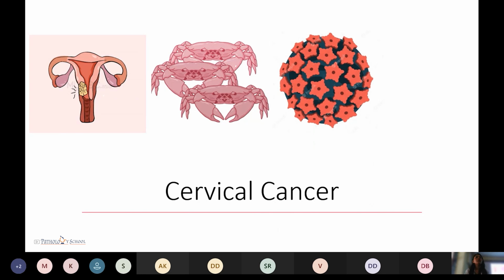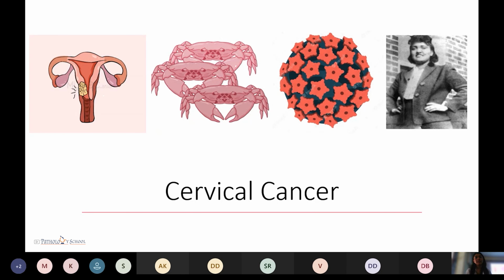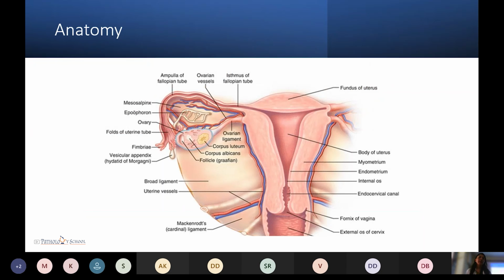It is caused by human papilloma virus, and it has played a huge role in the field of scientific research, as the carcinoma cervix cells from a woman called Henrietta Lacks were procured and studied in detail. That led to the formation of the HeLa cell line, which is the first immortalized cell line. It has around 11 patents and it is still used in the field of medical research.